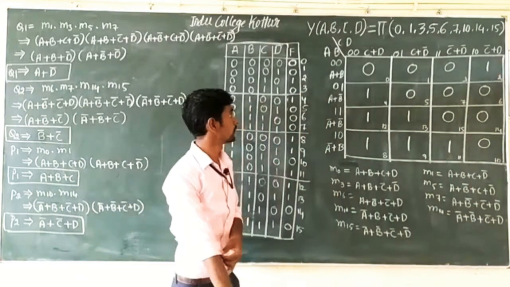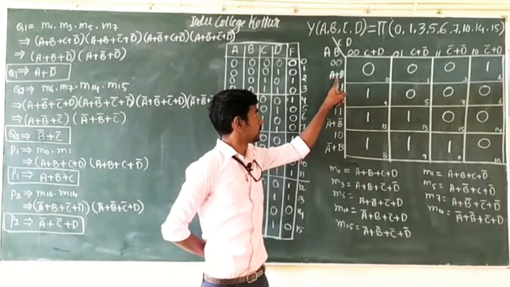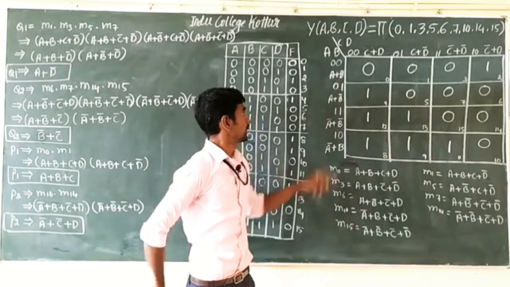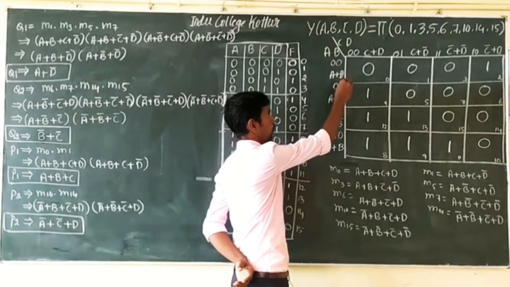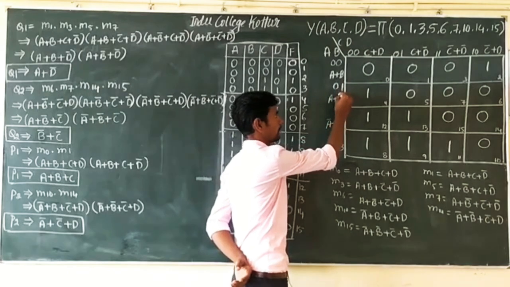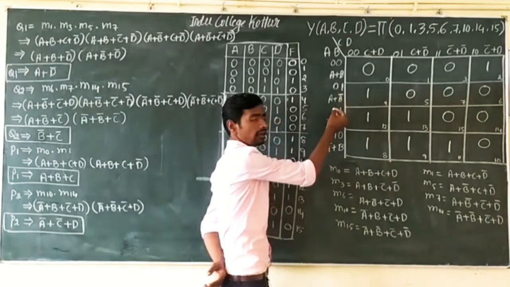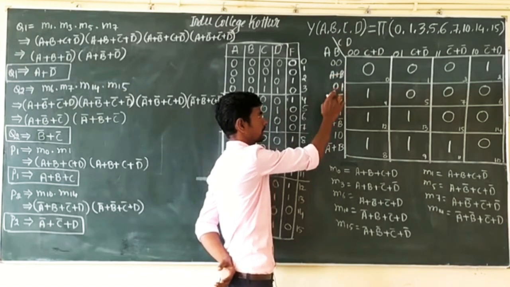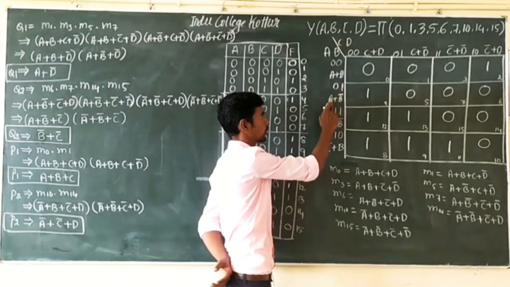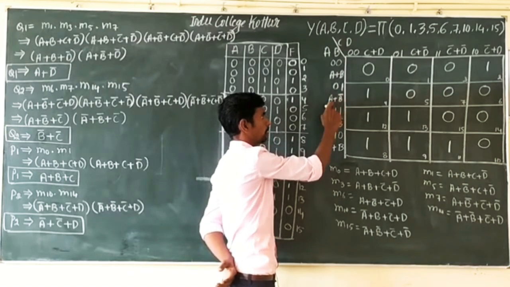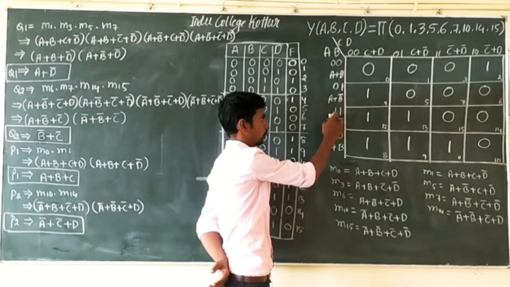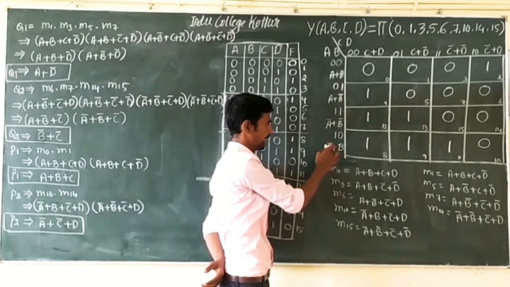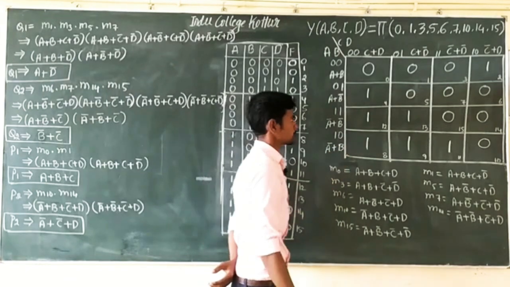In the SOP problem, here is A into B. In the POS problem, here it is A plus B. In case it is a 1, you enter the complement, or A bar. Here 0, 0 gives A plus B. In case it is 0, 1, you enter the 1 as complement: A plus B complement. 1, 1 gives A complement plus B complement. 1, 0 means A complement plus B.